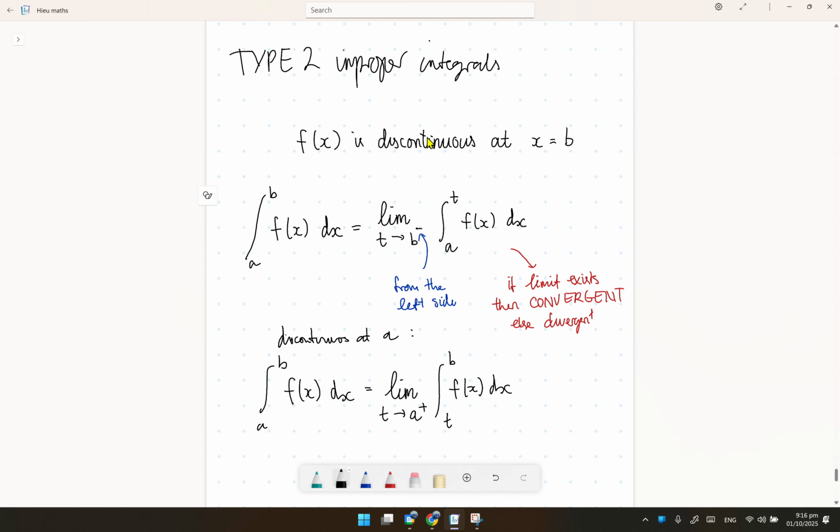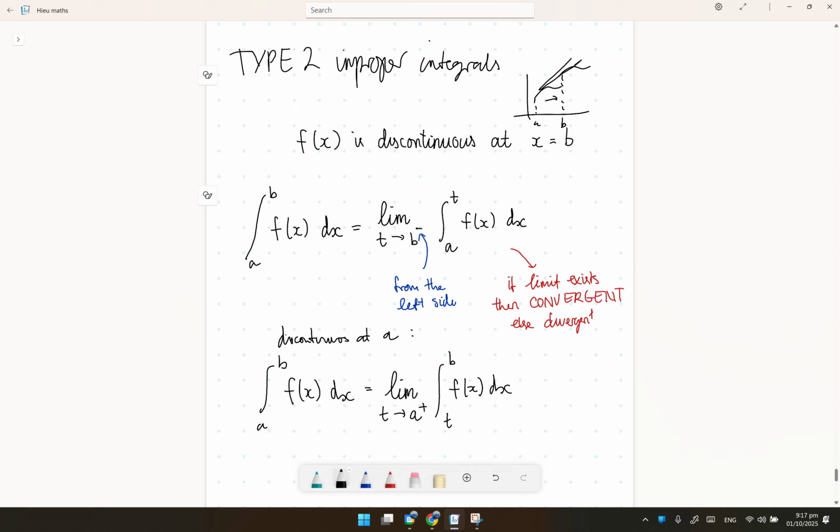The way we denote it is, if for example it was discontinuous at b, just like I've drawn, then the integral from a to b would simply be the limit as t goes to b from the left side, because we're going from a to b, from the left side, that minus there, of the integral from a to t.